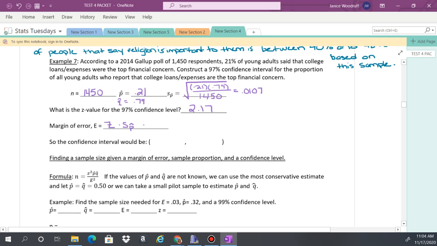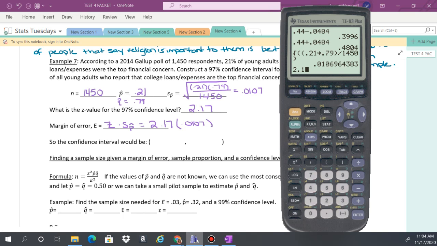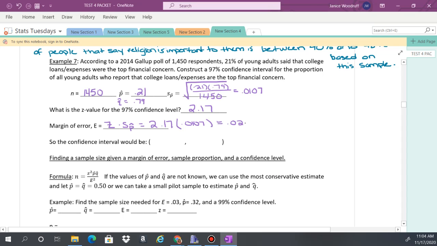All right, so then the margin of error is going to be z times the standard deviation of p hat. So 2.17 times 0.0107. 2.17 times 0.0107. We're getting 0.0232. So then the confidence interval is going to be p hat plus or minus the 0.0232. So p hat plus or minus RE.